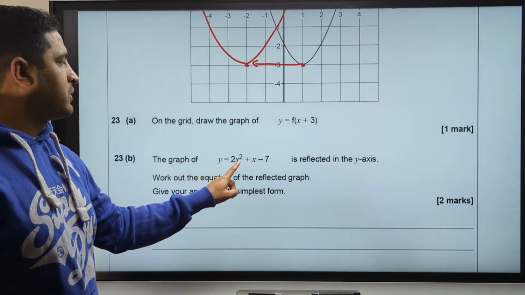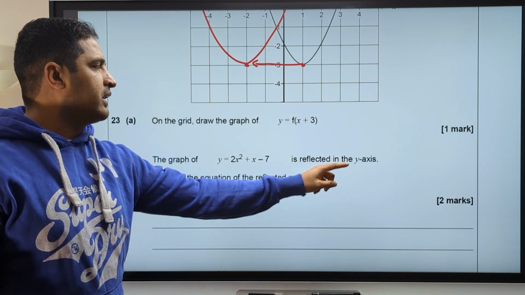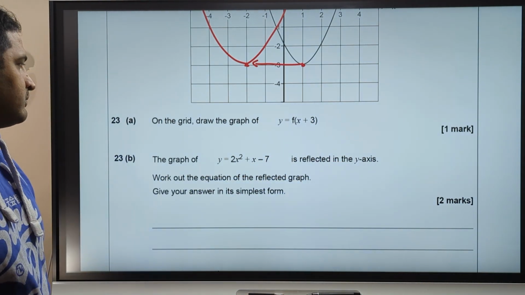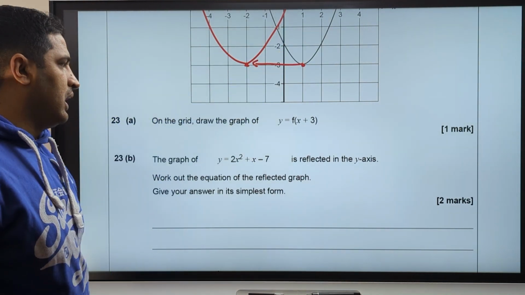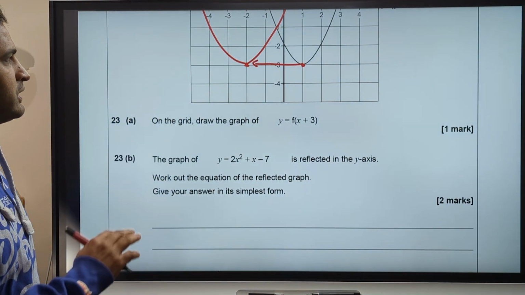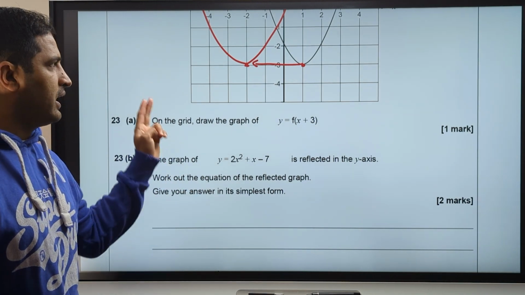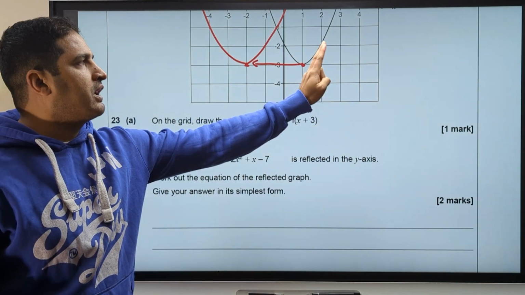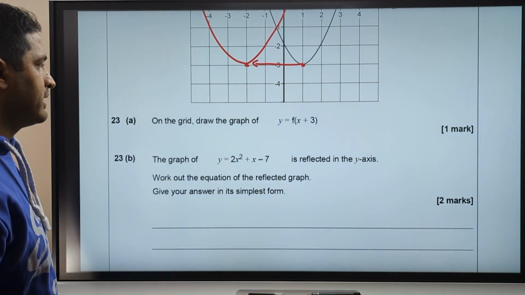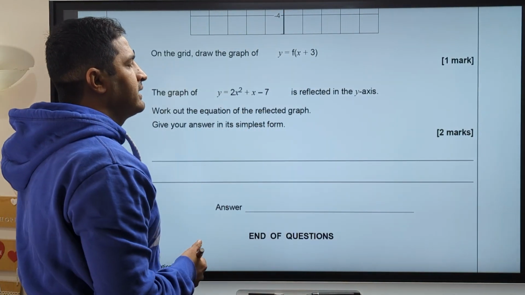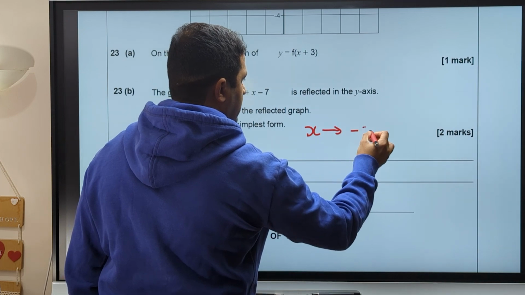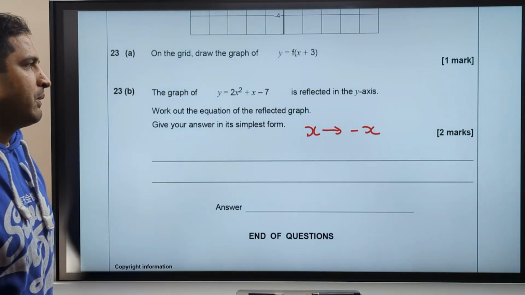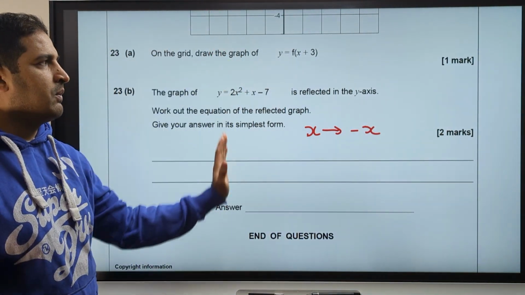The graph of 2x squared plus x minus 7 is reflected in the y-axis. Y-axis means this. If it reflects on that, what would it look like? It looks the same, but the x value will go from positive to negative and negative to positive. The y value remains the same. If you reflect it in the y-axis, then your x will go to minus x. That's all you have to do.